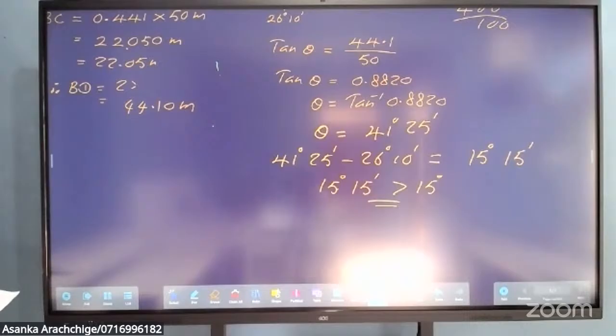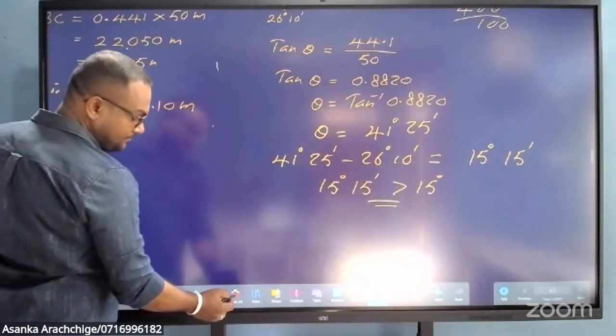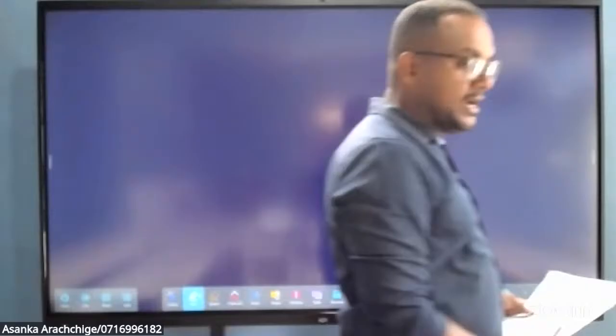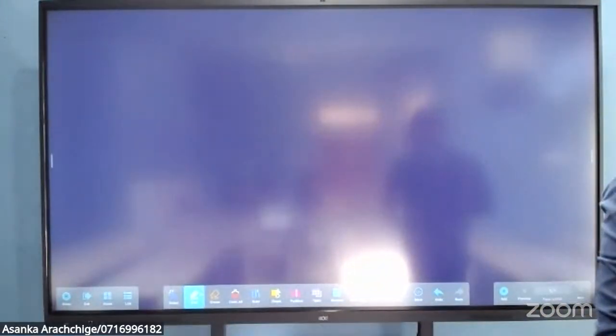Right. Question number 4. That is from quadratic equations.